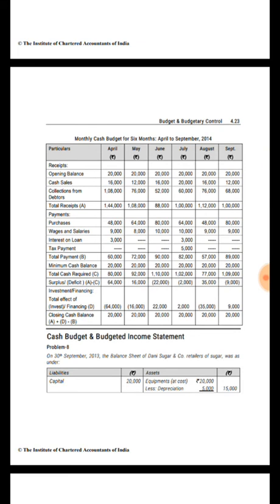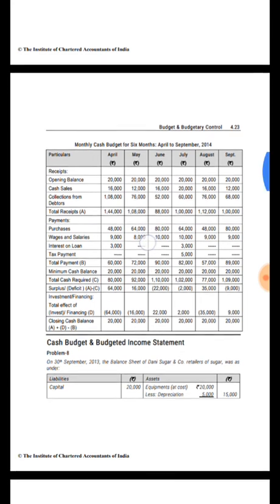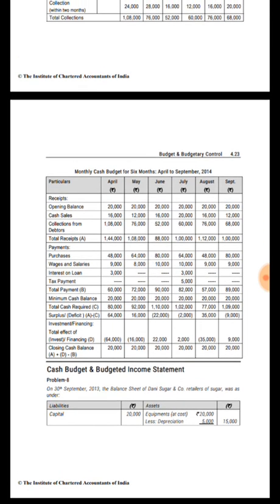Then again, total of receipts and total of payments with minimum cash balance. So total cash required is 92,000. Okay, and how much are we having received? 1,08,000. So we are having an excess surplus of 16,000. We will invest. So closing cash balance is 20,000, which is the opening of next month.